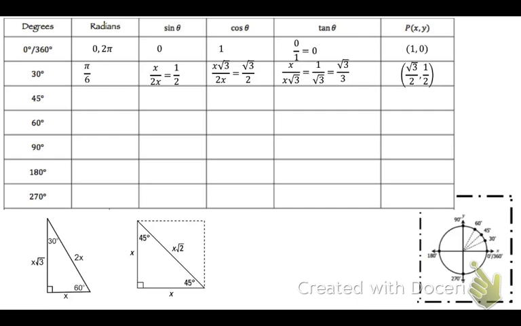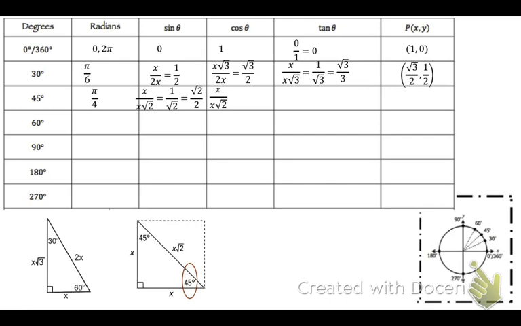Okay, let's look at 45 degrees now. First we convert that: 45 times pi over 180. Reduce that down, and you get pi over 4. Now, sine of 45 degrees is x over x root 2. Those x's cancel, and I'm left with 1 over root 2. Multiply by root 2 over root 2, and I get root 2 over 2.